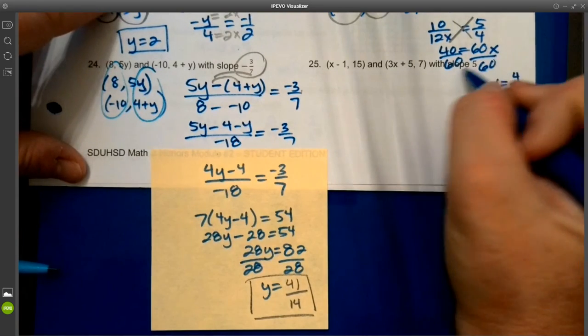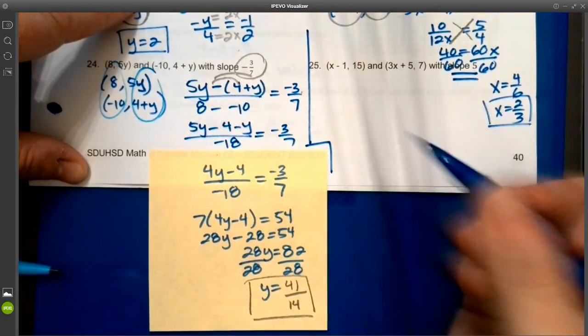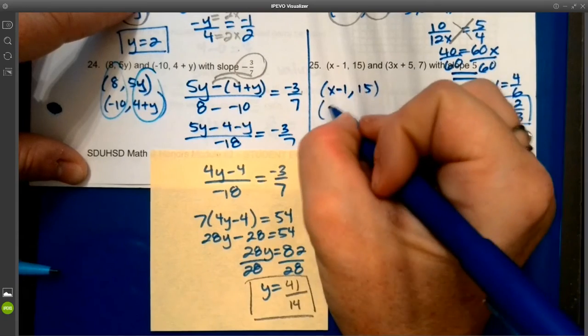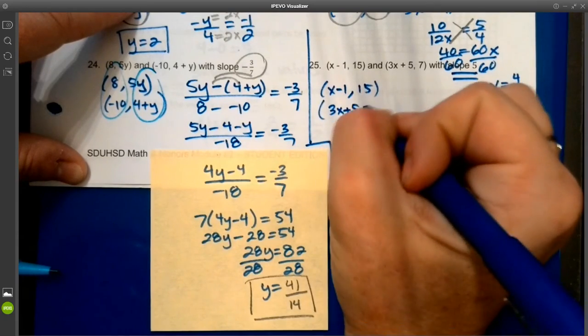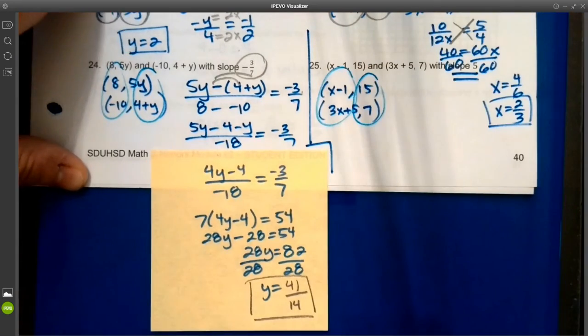Okay, and now I'm going to look at 25. And 25, oh, you can barely see it, but I have a slope of 5. So I might just put a line right here. So I'm going to do x minus 1 and 15. And I've got 3x plus 5 and 7. Awesome blossom. So I'm going to stack them and I'm going to subtract them.